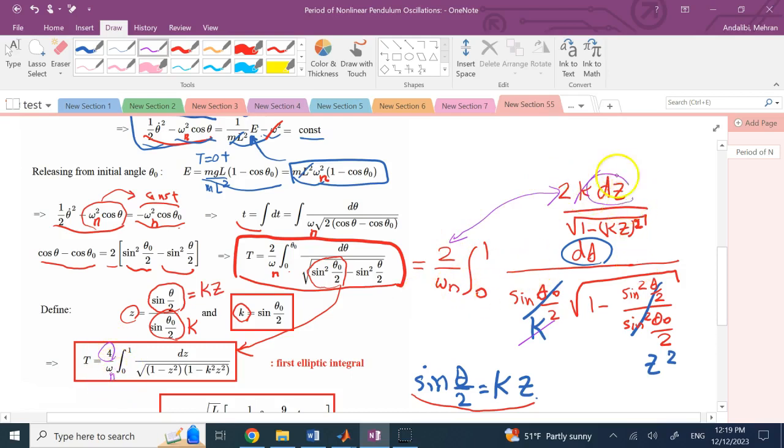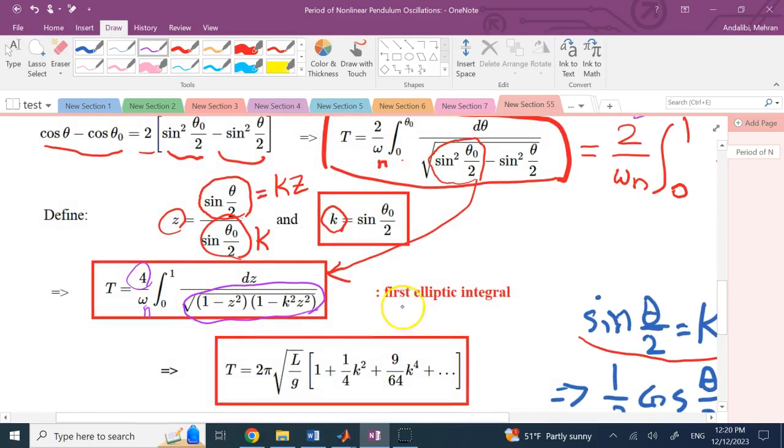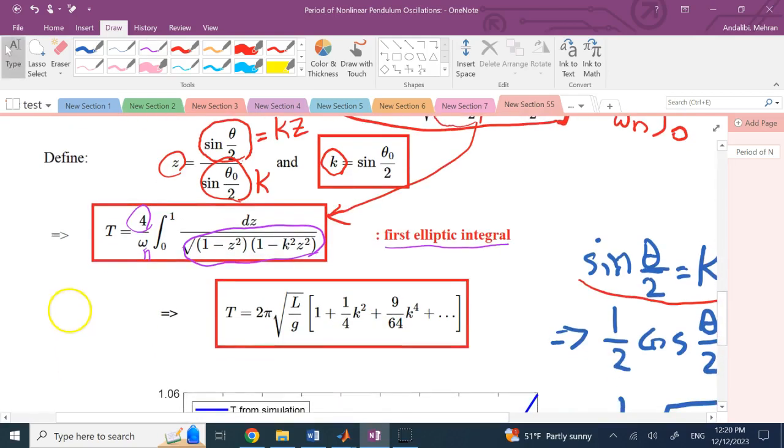And the rest of it is going to be dz over what? Here it's 1 minus z squared times 1 minus k squared z squared, both under square root, and that's what you can see here. So you'll convert your integral into this, and this is a well-known integral called the first elliptic integral. And for the first elliptic integral, we know in math there is no closed form solution with a limited number of terms. But we can approximate it with an infinite series, and the infinite series to approximate it is this guy.